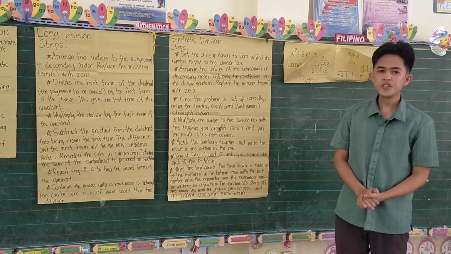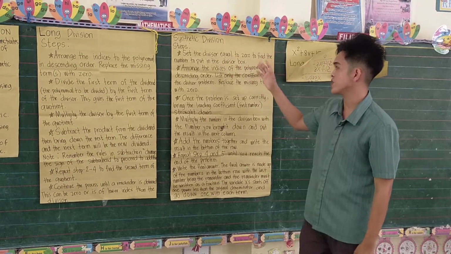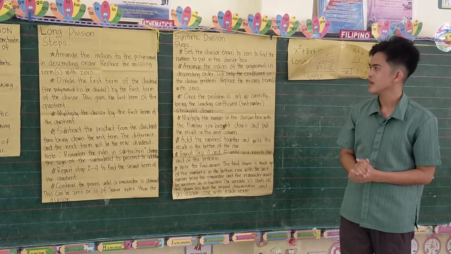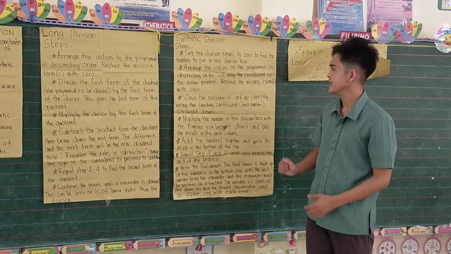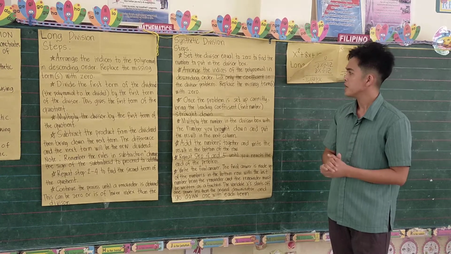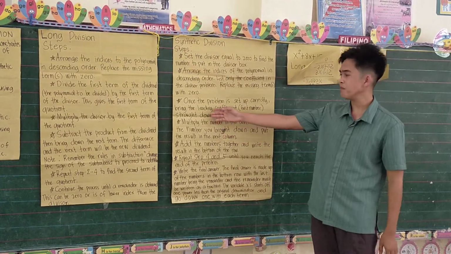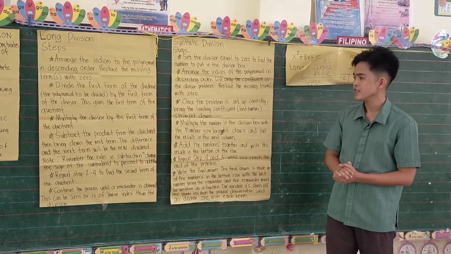Okay, first step is to set the divisor equal to 0 and find the number to put in the divisor box. Arrange the indices of the polynomial in descending order. Then list only the coefficients in the dividend. Replace the missing term with 0. Once the problem is set up correctly, bring the leading coefficient straight down.